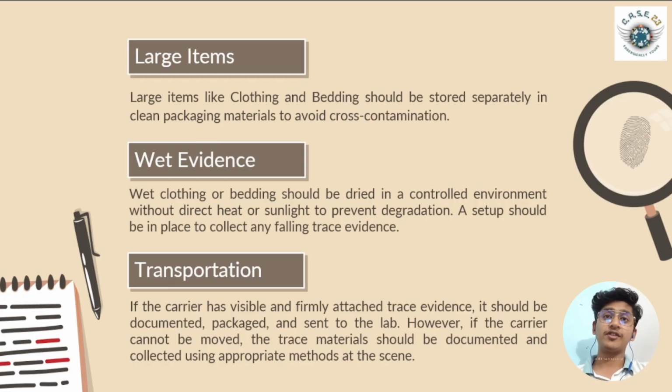If an item can be transported, for example, a blood-stained shirt, then it is documented, carefully packed, and sent to the lab for further testing. If the carrier object is too large to move, like a carpet with bloodstains, forensic experts collect the trace materials directly at the scene using proper methods. So every piece of evidence is clearly labeled, documented, and handled with extreme care, because even the smallest mistake can compromise an entire investigation. That's why forensic teams take preservation very seriously, because every trace holds the truth.